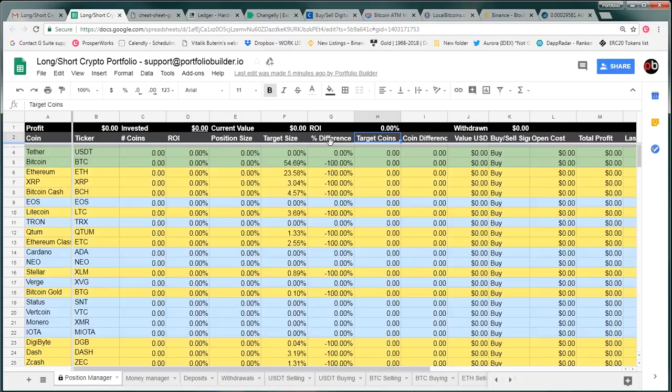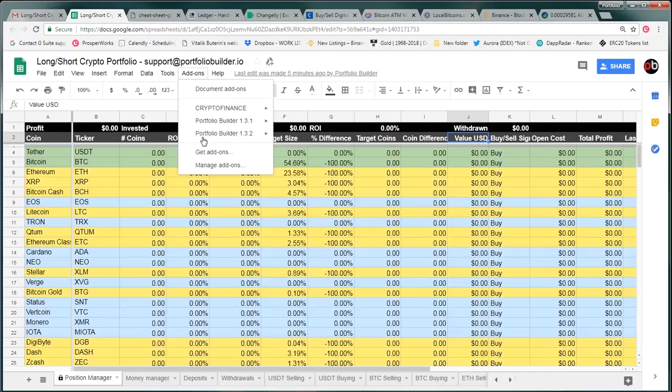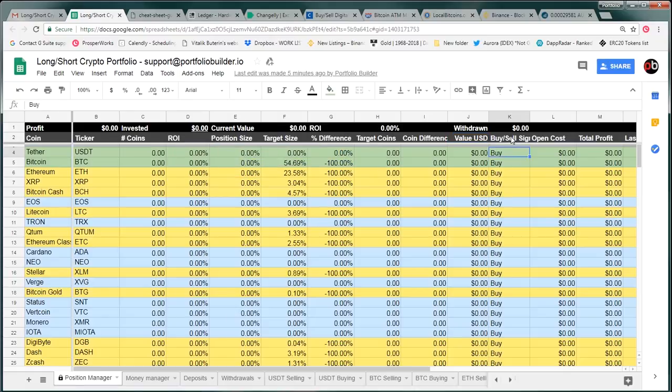Target coins is based on target size. Coin difference is how many coins you're off from reaching your target. Value is the value of each coin in US dollars real time. And again, you do have to trigger an update to get the latest prices.